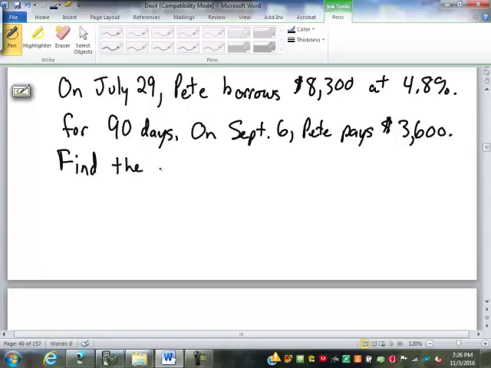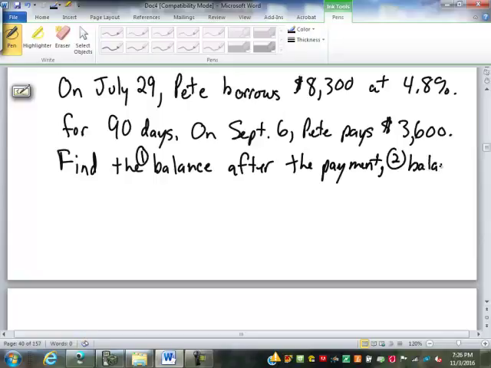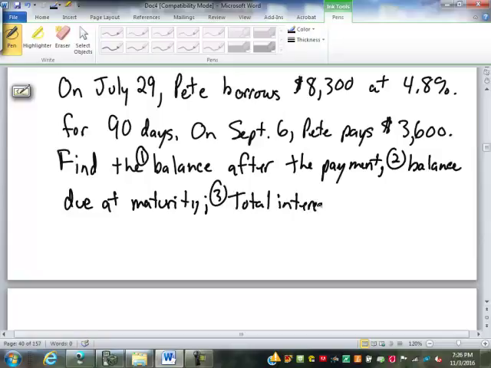Find the balance after the payment, that's number one. Number two, balance due at maturity, and three, total interest. So I'll give you a couple minutes to try that.